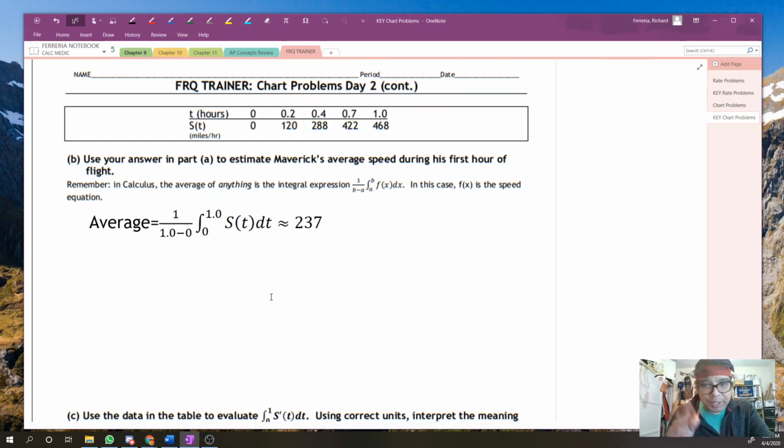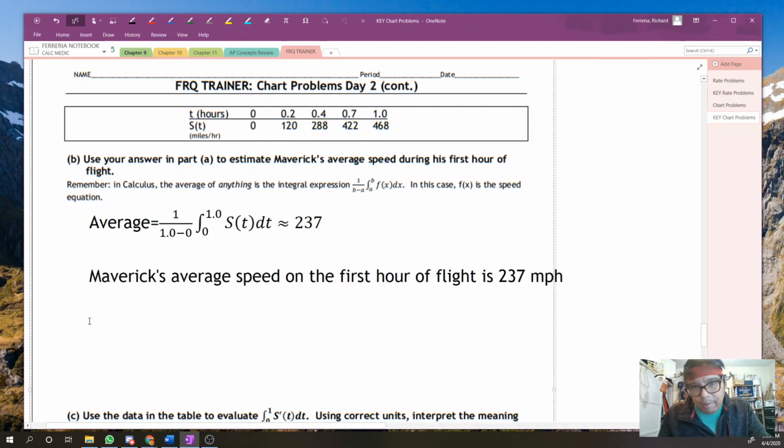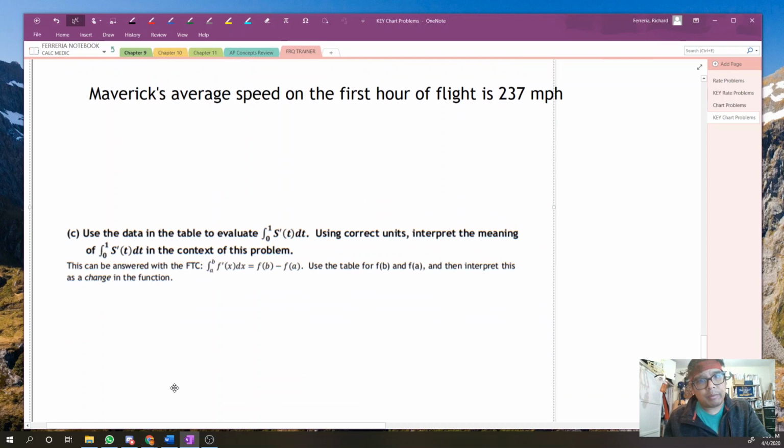Luckily for us, there isn't actually any division to do. We're dividing by 1. So 237 is our average speed. We just need to write some kind of a sentence that is going to explain this. So Maverick's average speed in the first hour of flight is 237 miles per hour. Which brings us to the very last problem here.